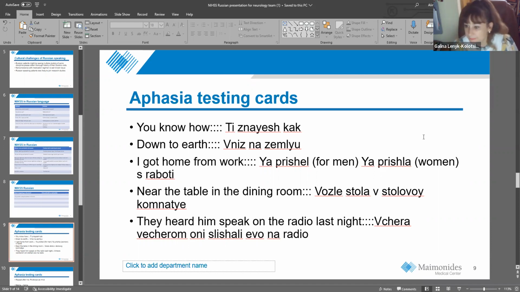Ashley, you want to try? Возле стола в столовой комнате. Столовой комнате. So the sounds should be more on столовой комнате. Столовой, yeah, столовой комнате. Good. Okay, so they heard him speak on the radio last night, a very popular phrase. Вчера вечером они слышали его на радио.